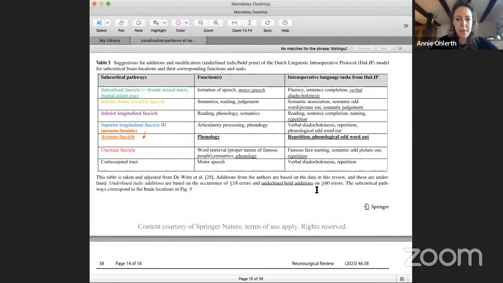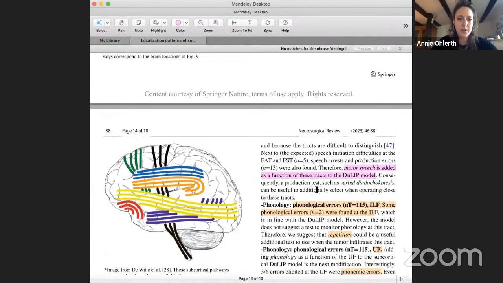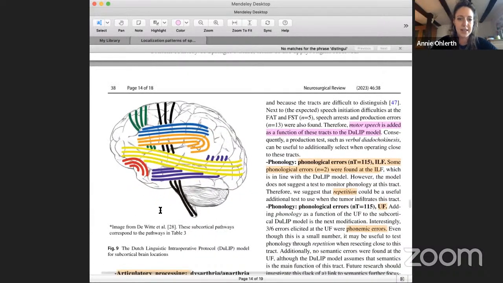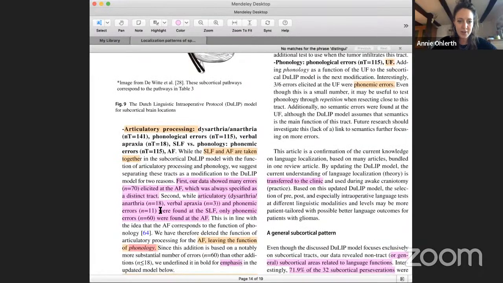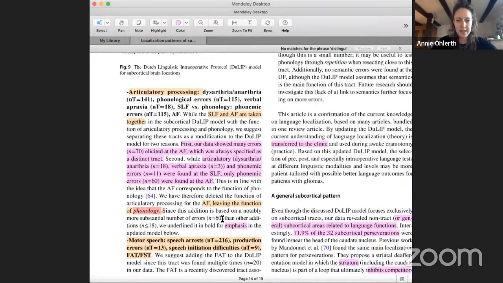But to amend that, here's the subcortical model they're suggesting: to further split up the SLF and the AF. For some of you, this might not be very surprising, that you shouldn't pull them together, but this is what came out of the current data. So they emphasize taking these two apart and splitting up their functions.